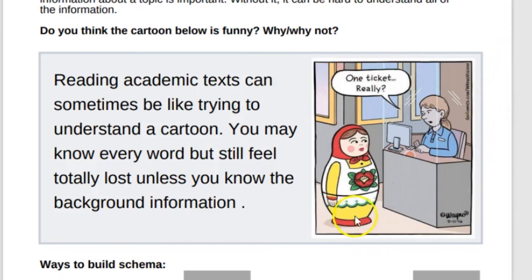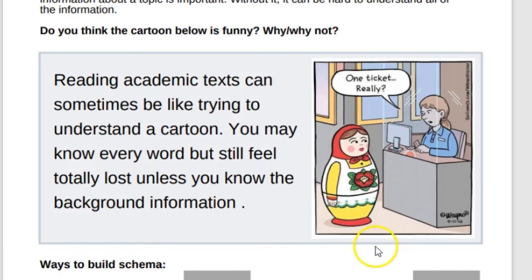So here we have the little Matryoshka doll entering into the bus station, and she says, "1 ticket." Reading academic texts can sometimes be like trying to understand a cartoon. You may know every word but still feel totally lost unless you have some background information. So for those of you who don't know what a Matryoshka doll is, she has many other little dolls inside, and that's what these dolls are known for.